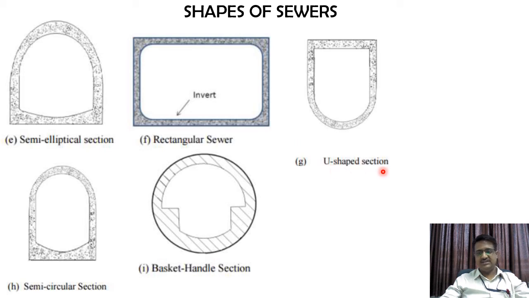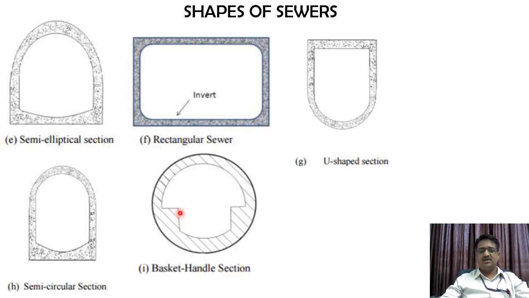Next we have the U-shaped section. So it is exactly the opposite of the horseshoe shape, because in the horseshoe the bottom was flat and on top we had the curve. So here it is exactly the reverse of that. So again, based on different kinds of conditions we can even use the U-shaped sections. Next we have the semicircular section. Basically, based on the size we can have the semicircular section built up. And the last one is the basket handle section.